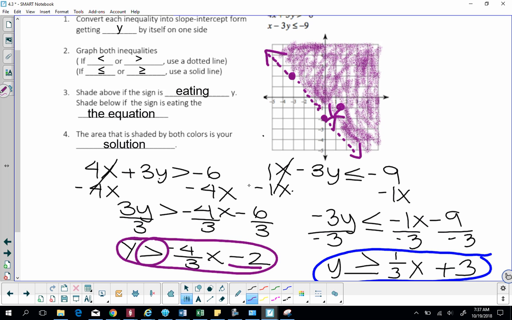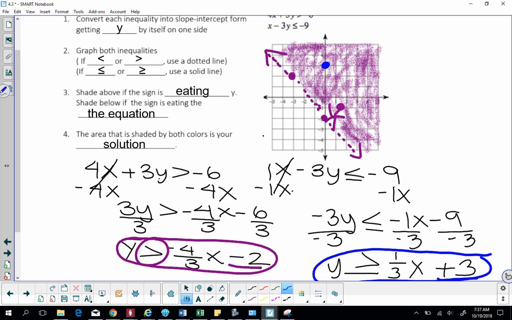Then you would do the exact same thing with the second inequality. So we did it with the first one. Now you're going to do the exact same thing with the second inequality. So the y-intercept for the second one is what? Positive 3. So I'm going to plot 3 right here.